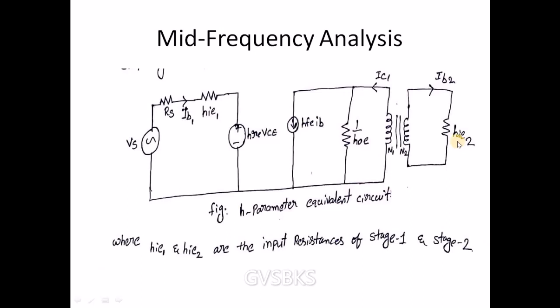So that's why here we have mentioned hie2, which is the input impedance of the second stage, which is the load for the first stage. IC1 is the output current of stage 1 and IB2 is the input current for stage 2. And here we can observe IB1 is the input current for stage 1. So one thing we have to understand here, hie1 is the input resistance of stage 1 and hie2 is the input resistance of stage 2. As we are assuming both stages are identical, hie1 is equal to hie2.